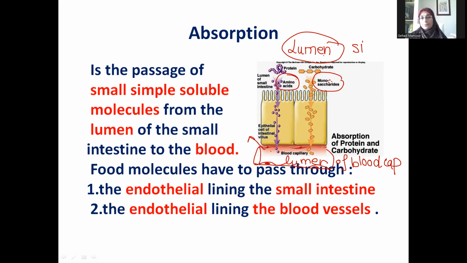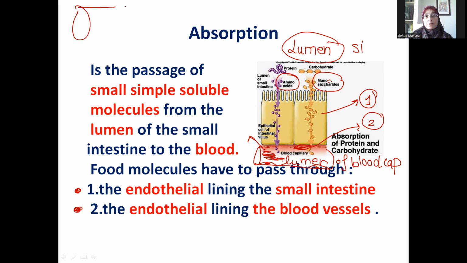And during the journey from the lumen of the small intestine to the lumen of the blood capillary, those simple molecules have to pass through two kinds of endothelia. The first is the endothelium of the small intestine, and the other is the endothelium of the blood capillary. And this is what's written at the bottom of the slide, where you can see that this passage of food molecules occurs through the endothelium lining the small intestine and then the endothelium lining the blood vessels. So what does this mean?